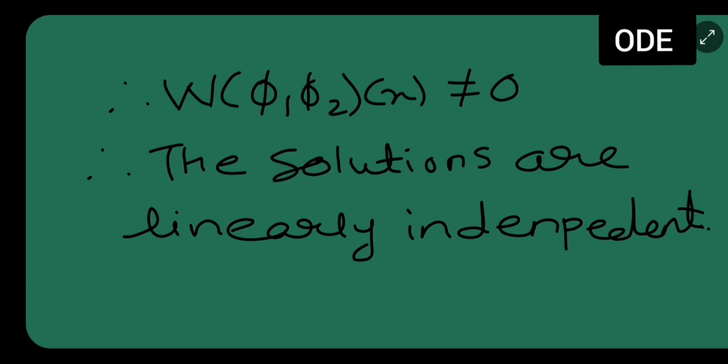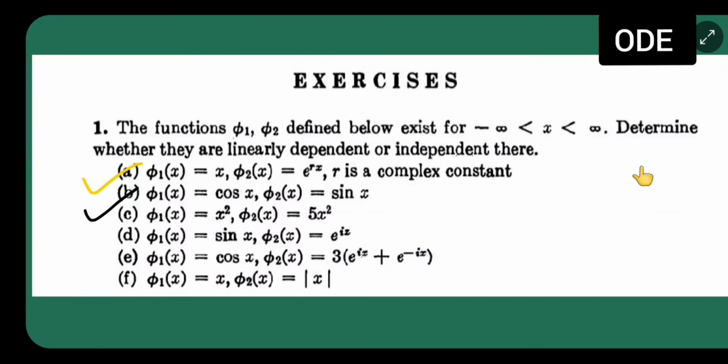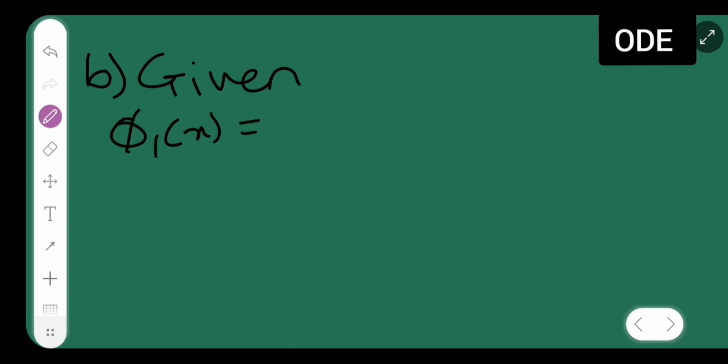So next, I will be proving this second one: phi1 of x is equal to cos of x. Let me prove the b part, b1. Now what is given? Phi1 of x is cos of x, right? And phi2 of x is sin of x.